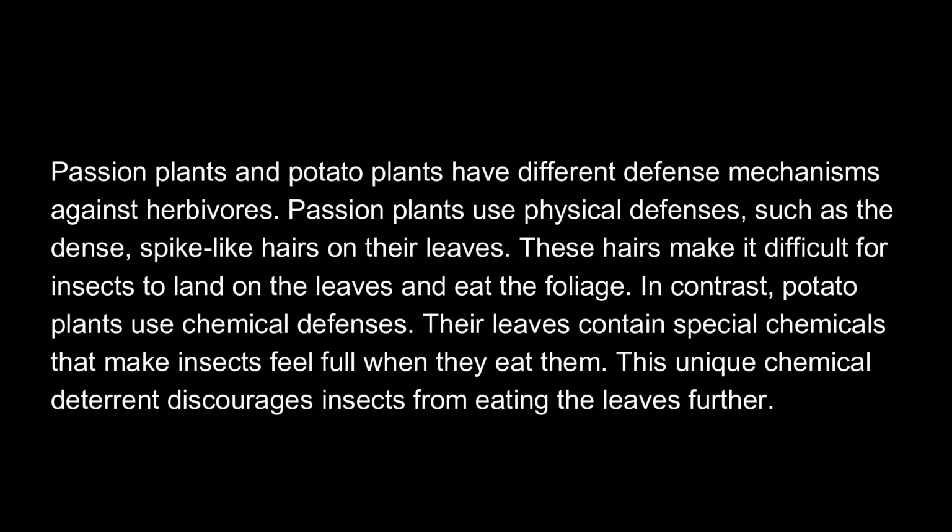Passion plants and potato plants have different defense mechanisms against herbivores. Passion plants use physical defenses, such as the dense, spike-like hairs on their leaves. These hairs make it difficult for insects to land on the leaves and eat the foliage. In contrast, potato plants use chemical defenses. Their leaves contain special chemicals that make insects feel full when they eat them. This unique chemical deterrent discourages insects from eating the leaves further.